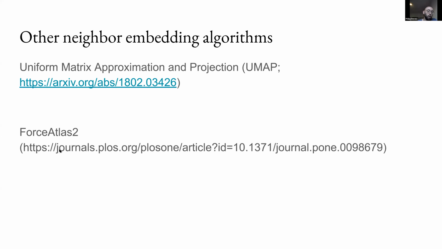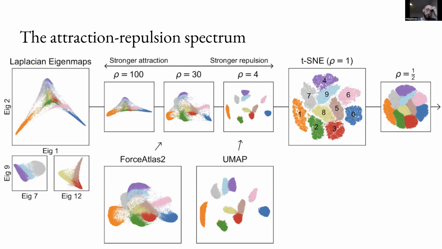And Force Atlas 2 is a method that is especially used when data sets are studied that have some continuous structure, say in evolution or development. So what we wanted to understand is how all these algorithms are related, because they obviously have some common ideas, in that they try to preserve neighborhood relationships, but also some differences. And what we found is that there's actually a spectrum between all these algorithms.